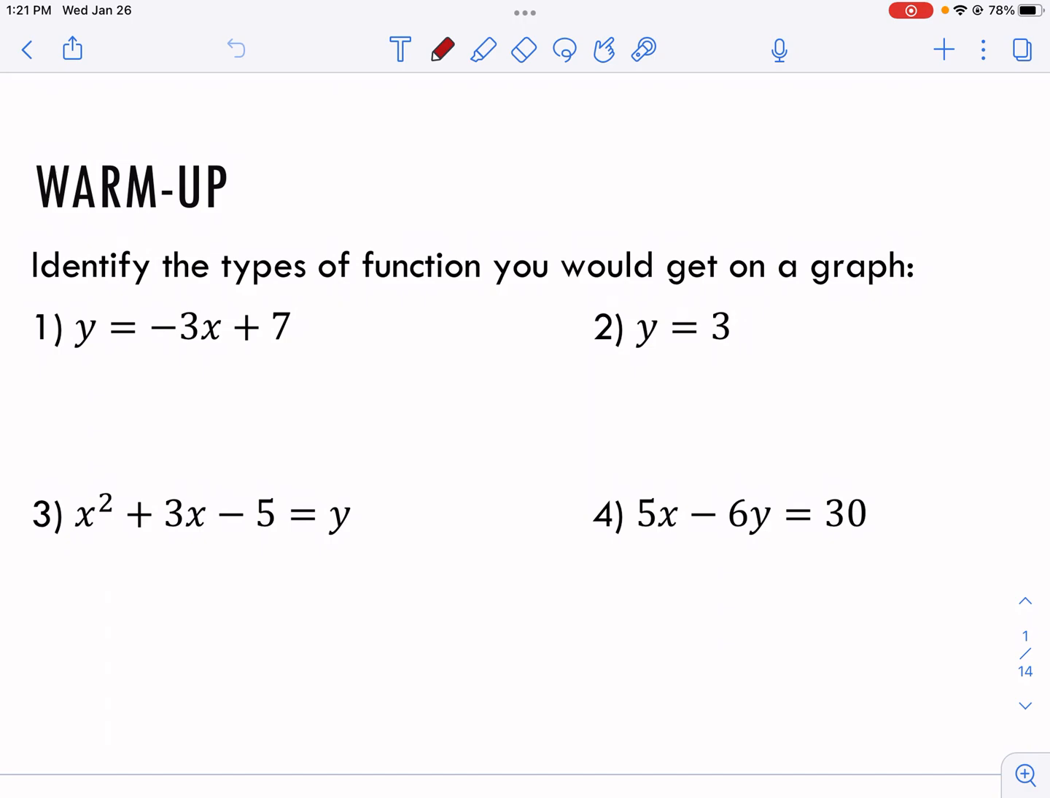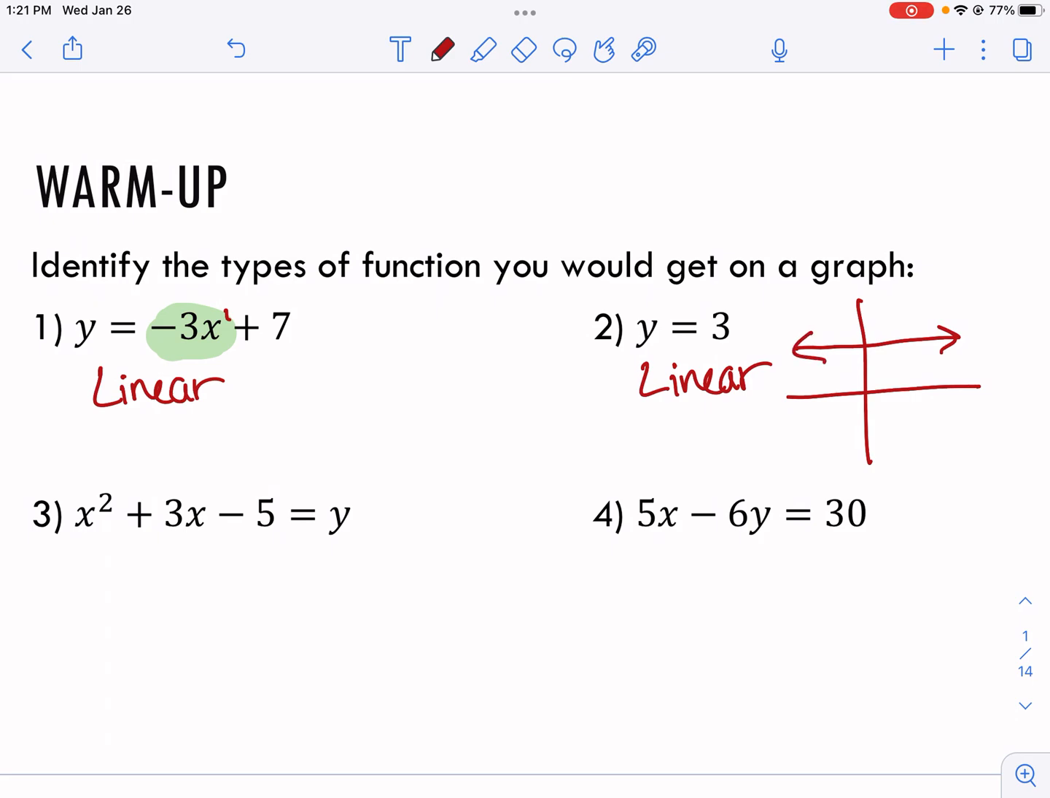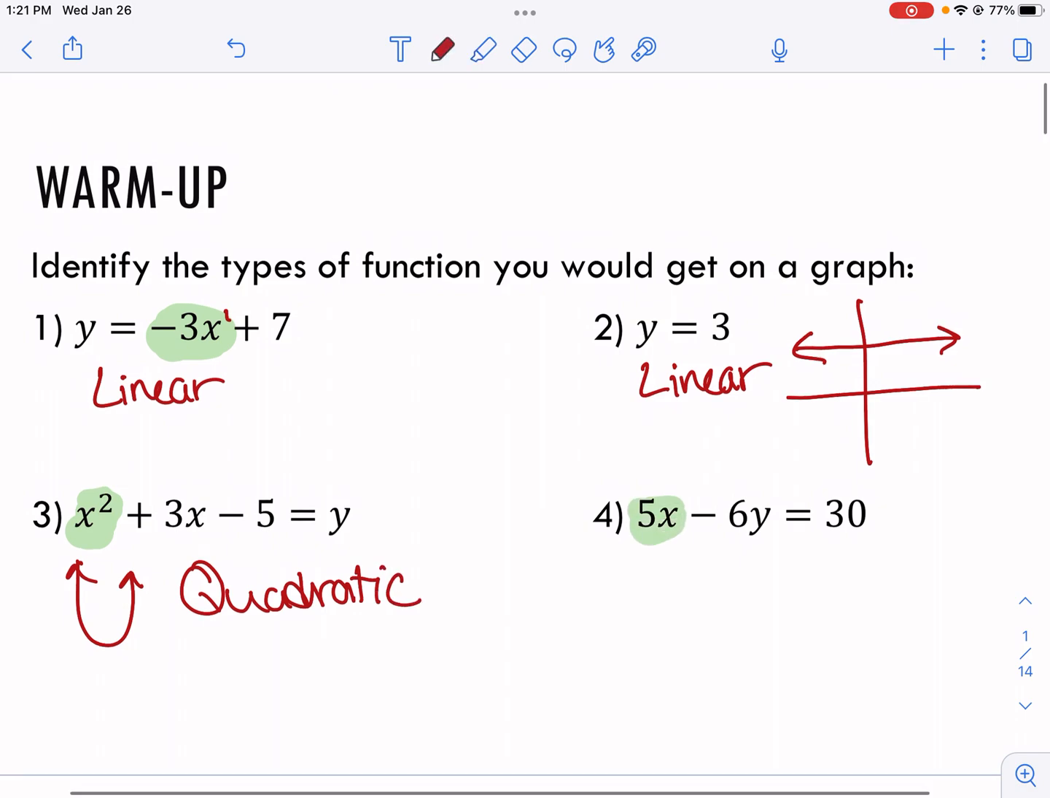If we do that, hopefully you would recognize that the first two here would be linear functions, because we have a degree of 1 on the x, or in this case, if it's y equals 3, it would be this horizontal line right here. Now the third one, if you look at it here, its degree, so the highest exponent on an x value, is a 2, so that creates some kind of parabola, so this is a quadratic function. And then this last one here, again, you look at the x, and it's still a degree of 1, so this one is also linear.